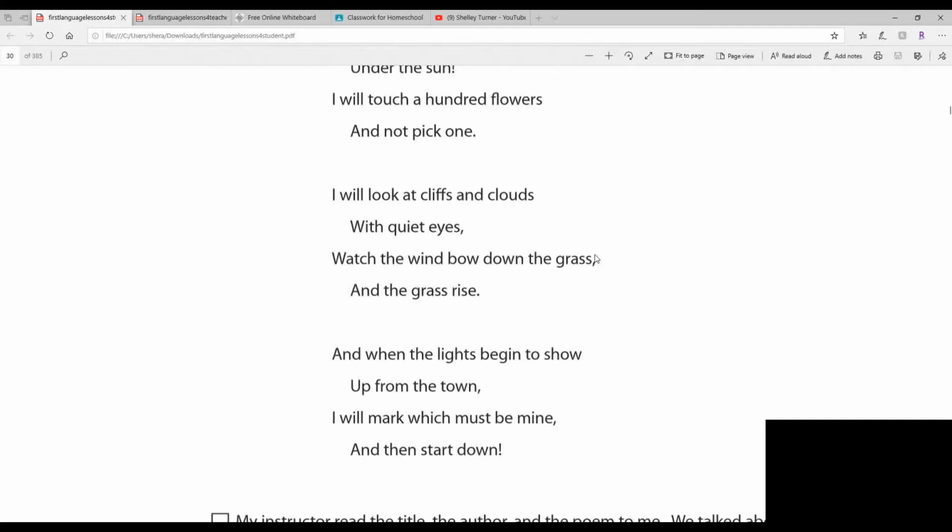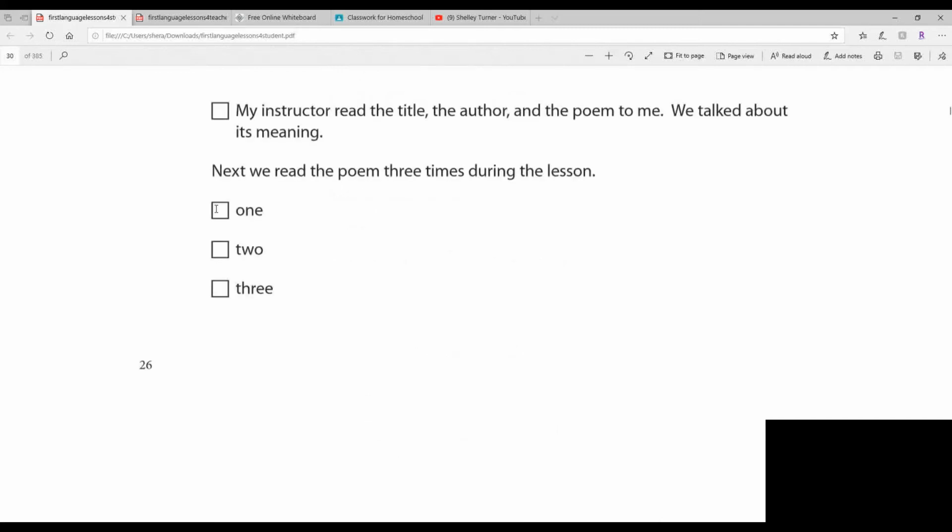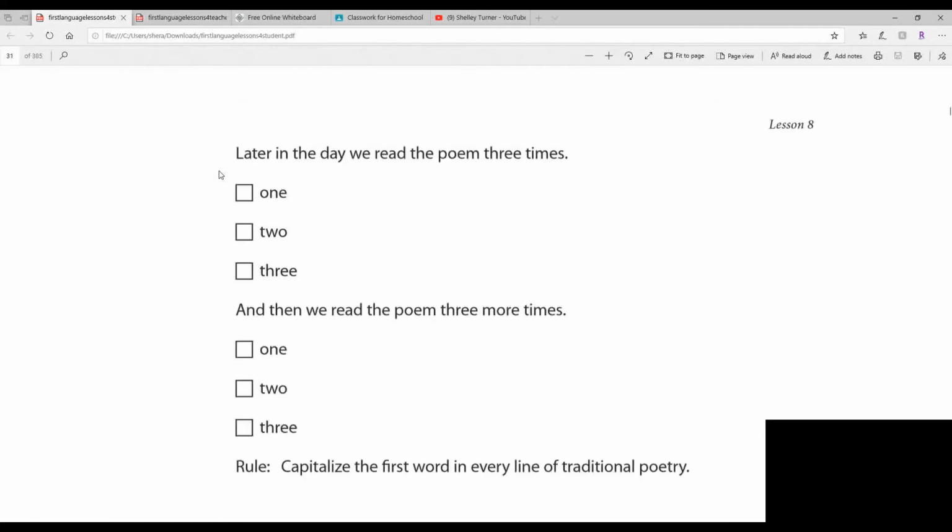All right. Then it says, we read the poem 3 times. We have not. Anyway, it says here, we read the poem 3 times, 1, 2, 3. We read the poem 3 more times, 1, 2, 3, blah, blah. You don't have to. It'd be great if you did. That way I could give you a grade on it, but you certainly don't have to. Okay?